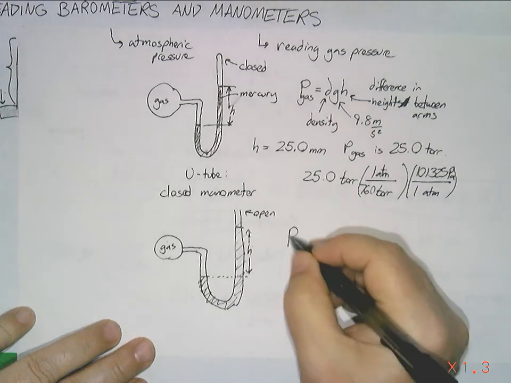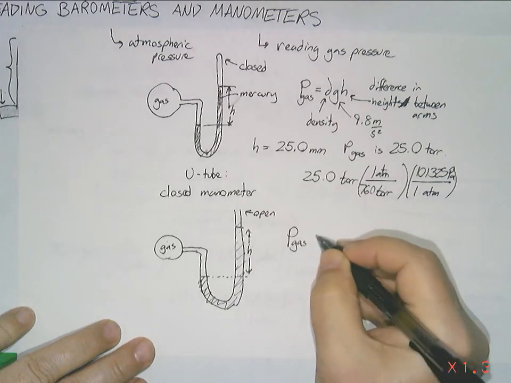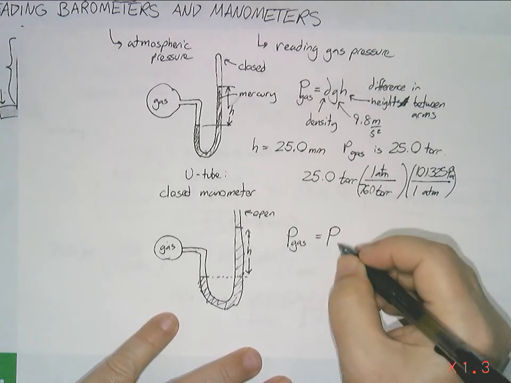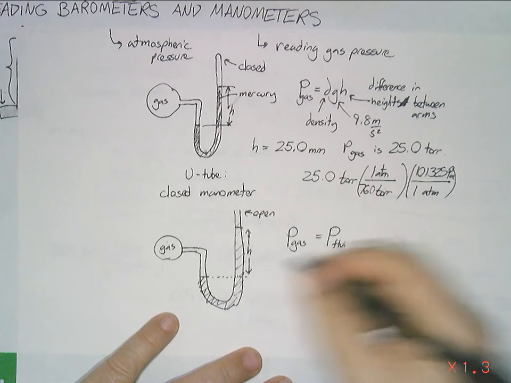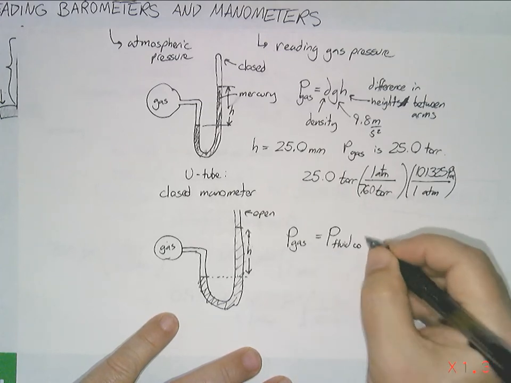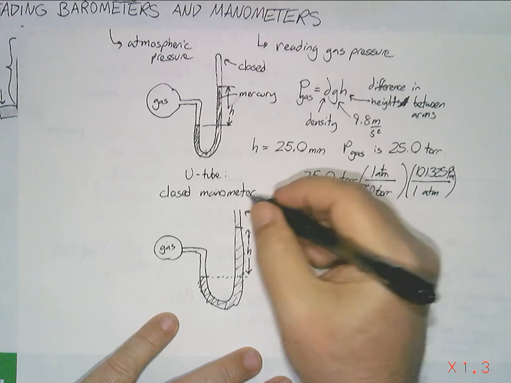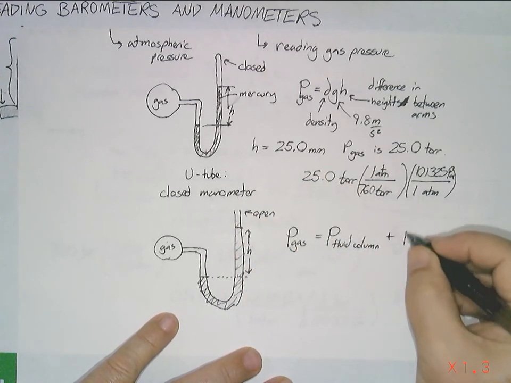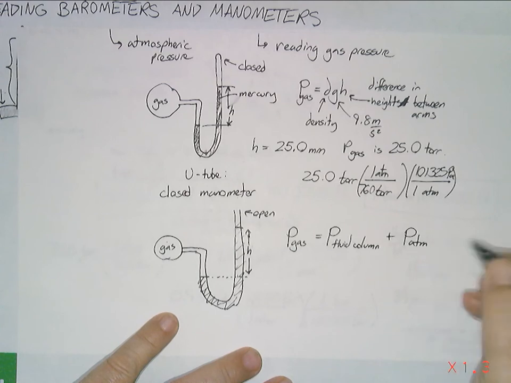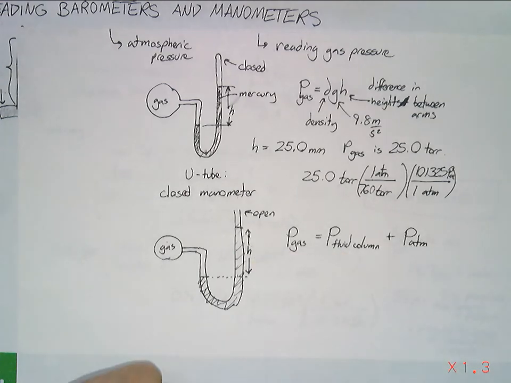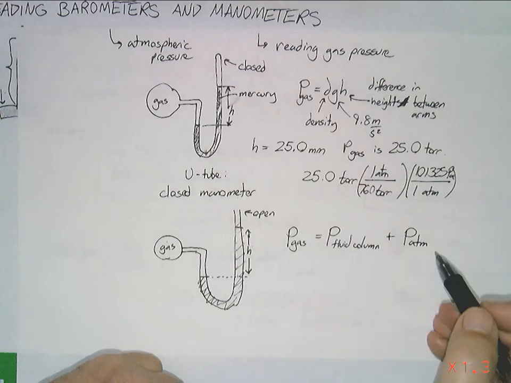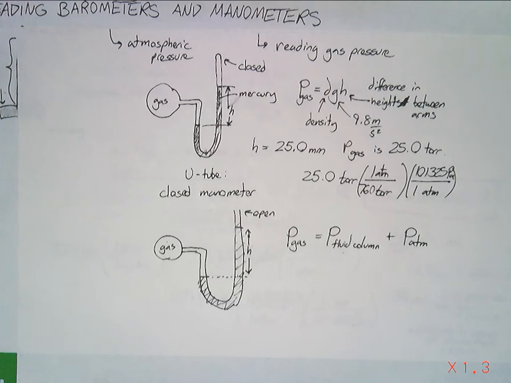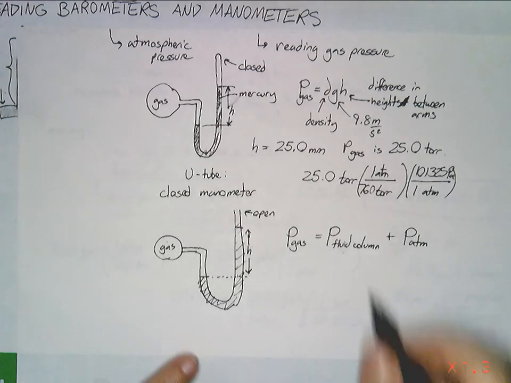The pressure of the gas in this case is the pressure of the fluid column, which I could read off in Torr if that was mercury, plus, now what else do I have here? If it's open on the top, the atmosphere can get in, so it'll add the atmosphere in here. So just the mercury column would give you the gauge pressure. You'd have to add that to atmospheric pressure to get the actual pressure of the gas.